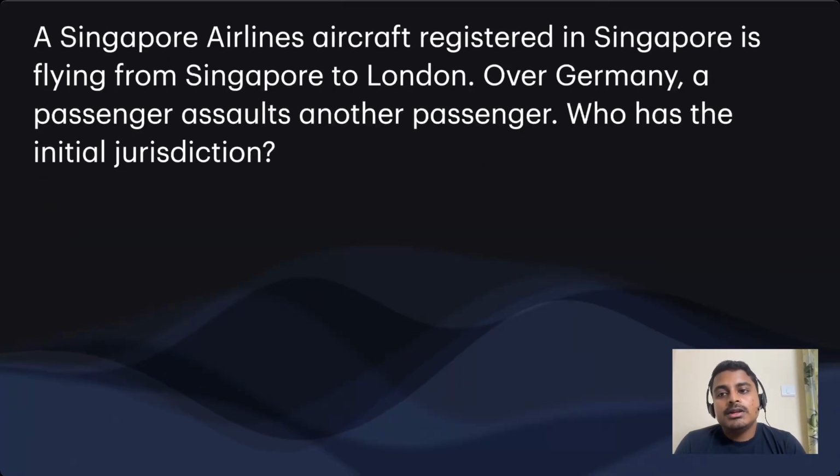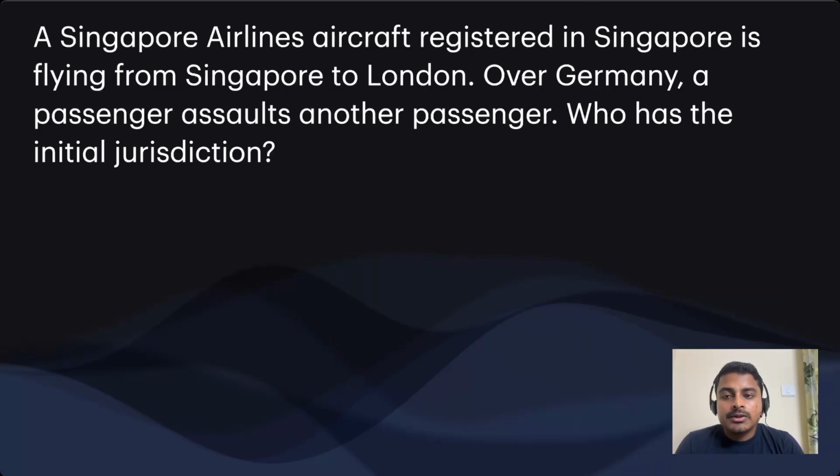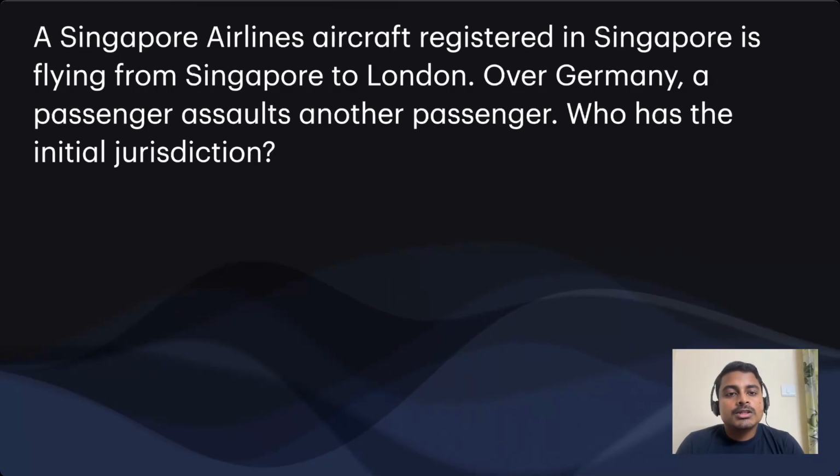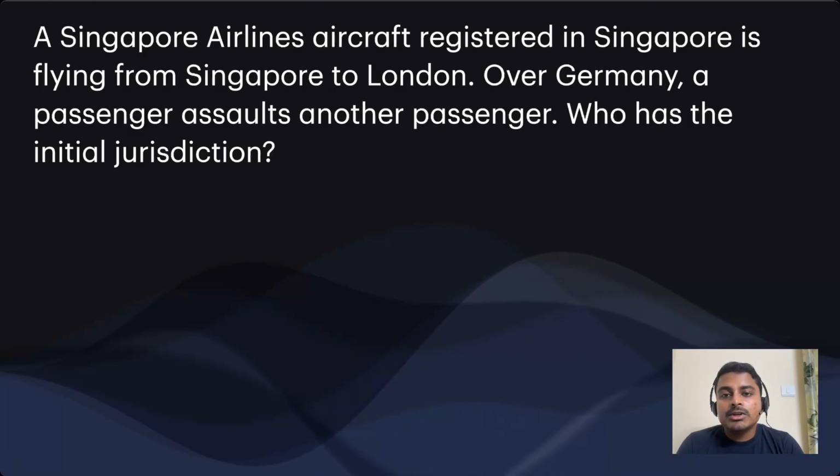Next question. A Singapore Airlines aircraft registered in Singapore is flying from Singapore to London. Okay, the aircraft is registered in Singapore. It is flying to London. Over Germany, a passenger assaults another passenger. Okay, so the crime committed on board was when the aeroplane was flying over Germany. Who has the initial jurisdiction?